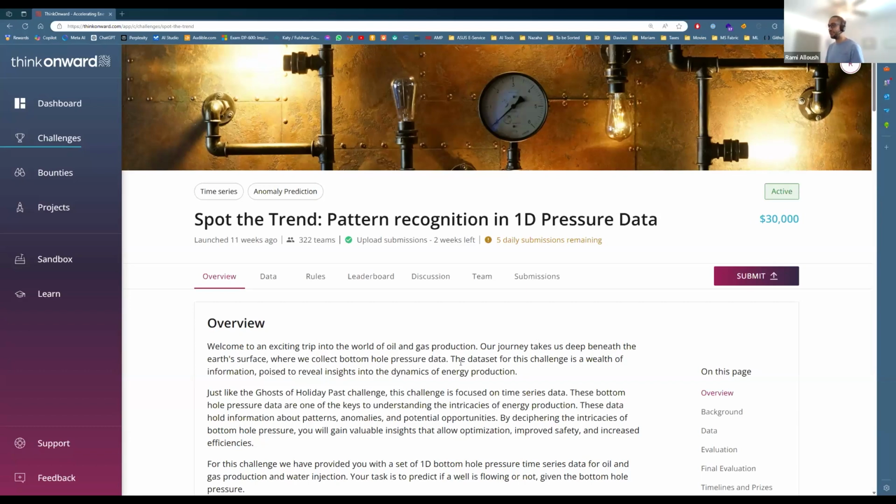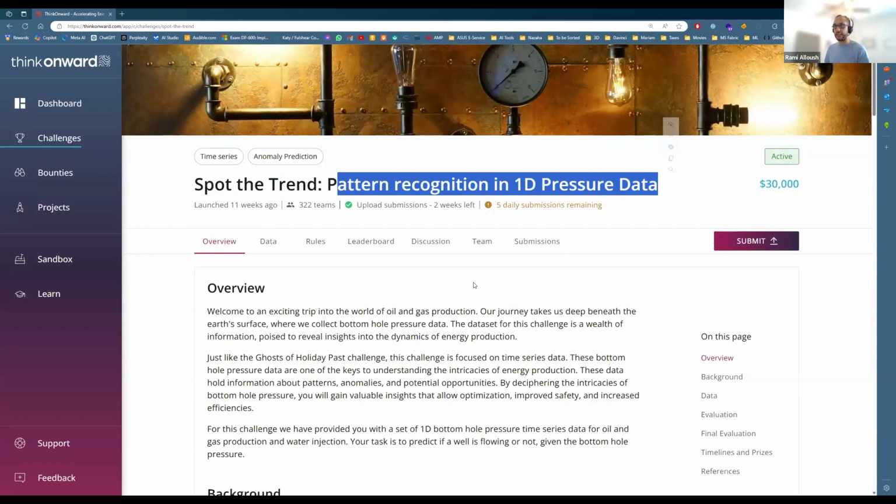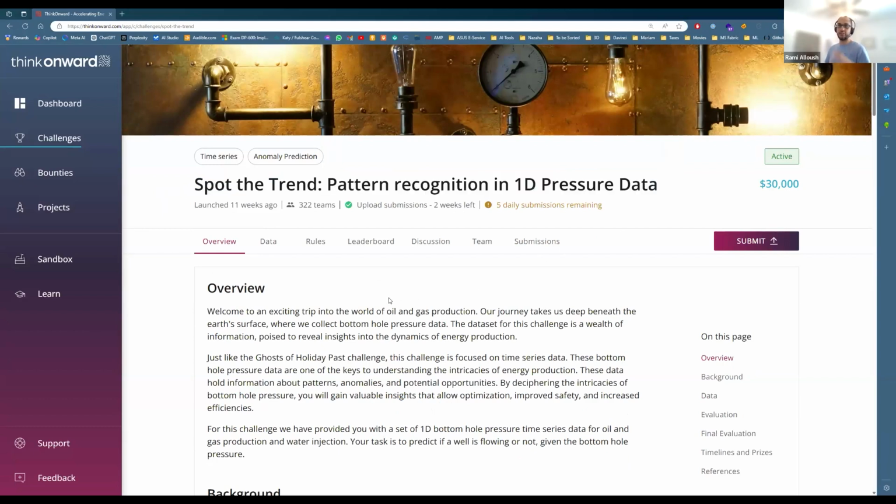I leave it to you, but you will see soon. So the name of the challenge is Spot the Trend, Pattern Recognition in 1D Pressure Data. You can imagine 1D is like linear pressure data. It's pressure versus time. It can be 2D or even 3D pressure data if you are inside a reservoir. But here it's a simple challenge, just 1D pressure data.